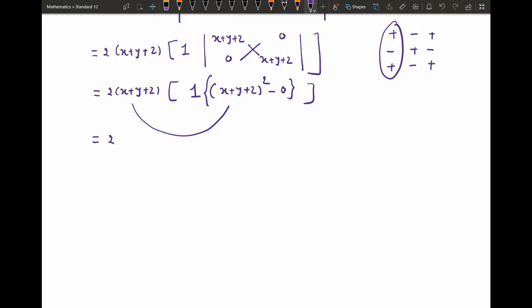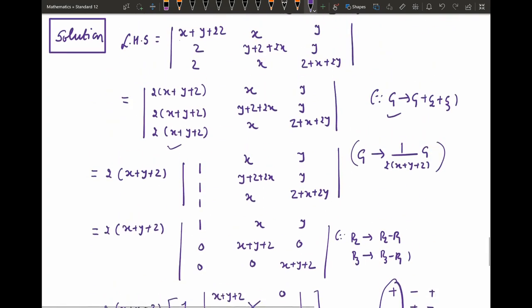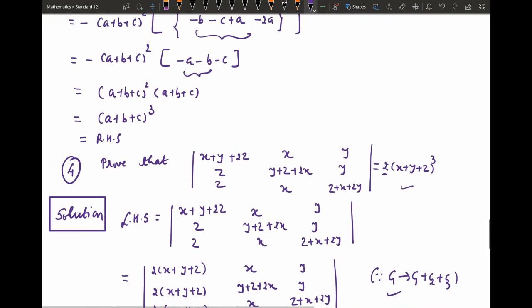So now this is x plus y plus z into x plus y plus z whole square. So this is nothing but 2 into x plus y plus z cube. So you can observe it is nothing but our RHS, which is 2 times x plus y plus z whole cube.